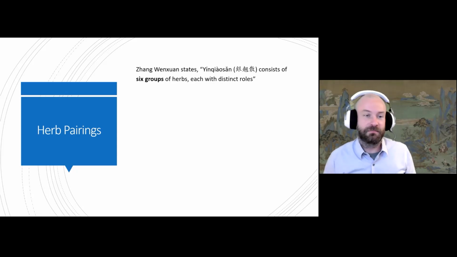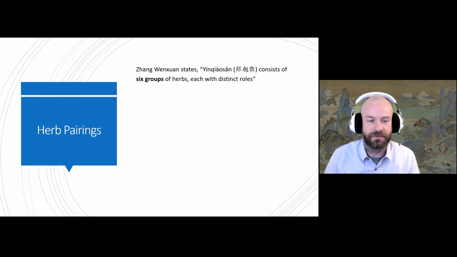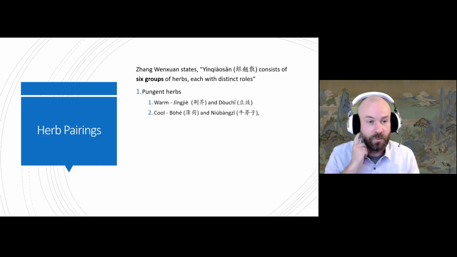So Zheng Wansuan, this is the author that I mentioned earlier. He states that Yinqiào Sǎn basically consists of 6 groups of herbs, each with distinct roles. He has warm pungent herbs, being Jingjie and Dandouchi, and cool herbs, Bohe and Niubangzi as well. He says that these work together to disperse wind heat and relieve stagnation in the Wei level.